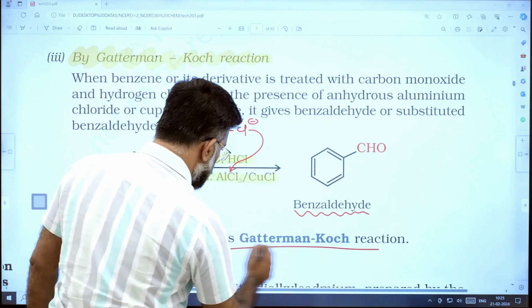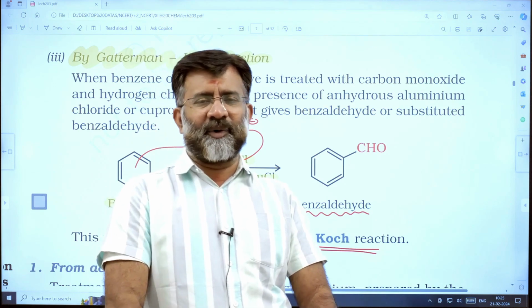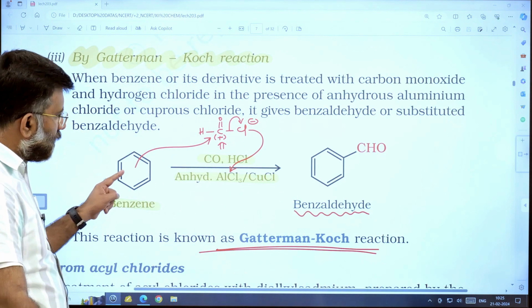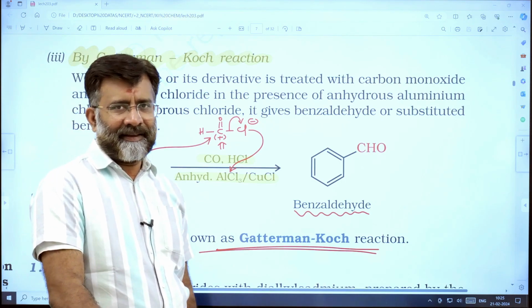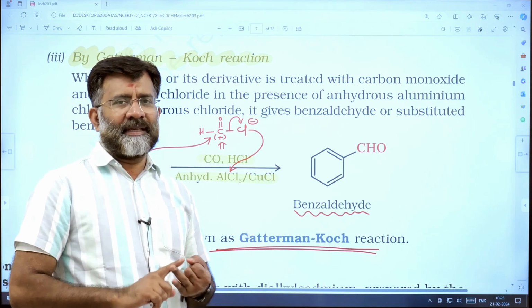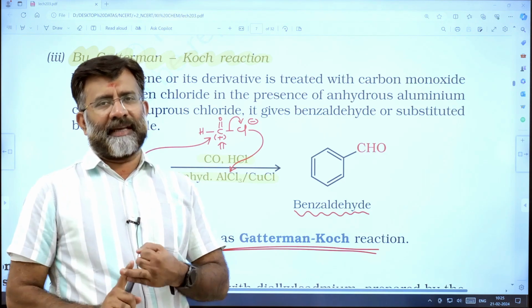The so-called Gatterman-Koch reaction. Benzene converted to benzaldehyde. What is the reagent? Exactly, CO with HCl with a Lewis acid.